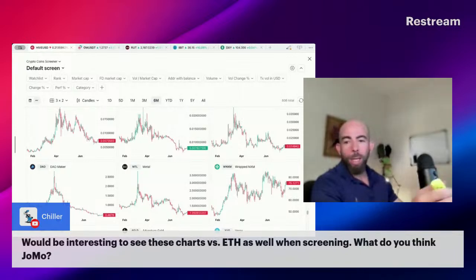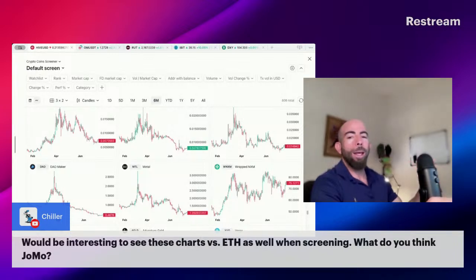Would be interesting to see this chart versus ETH as well when screening. What do you think, Jomo? I don't think it's too interesting. You can do it if you want to. Some people find it helpful.